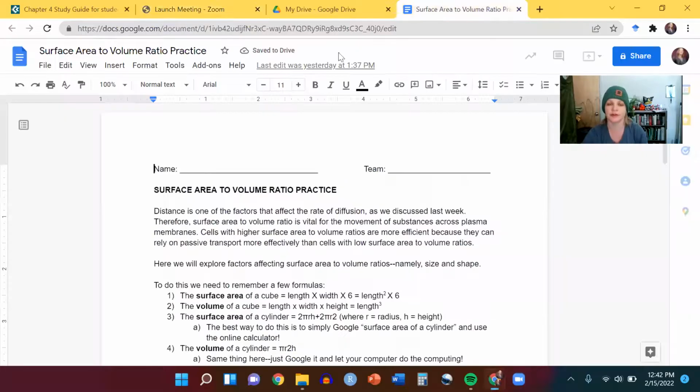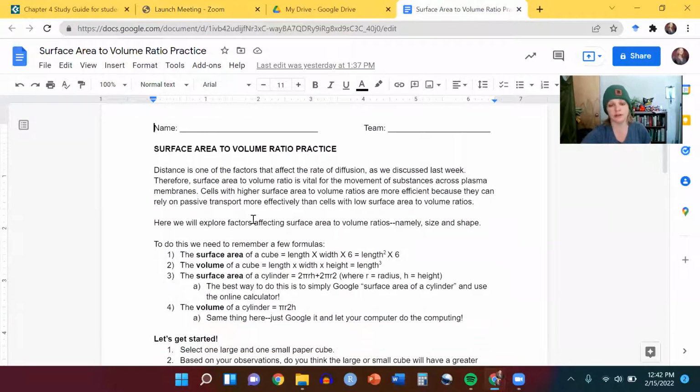Okay, hey guys. So what I'm going to do now is walk you through this handout that we did in class. So let me actually find my share screen, share, and then I'm going to flip over here.